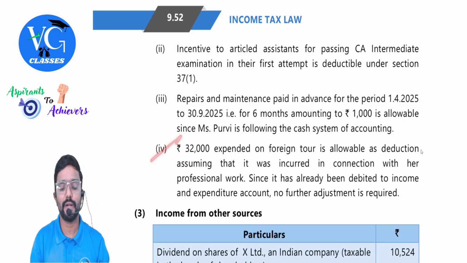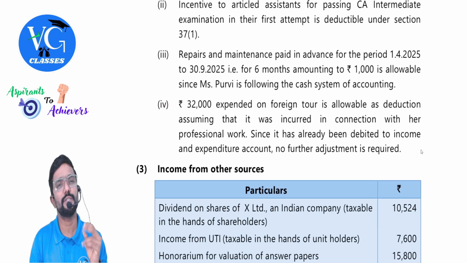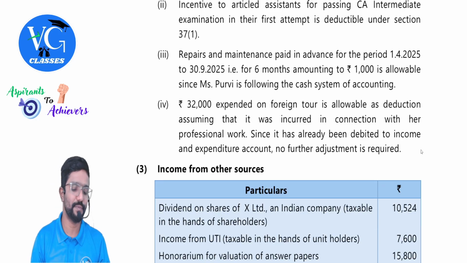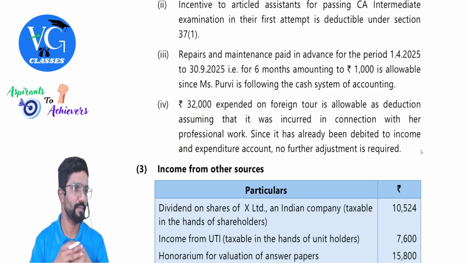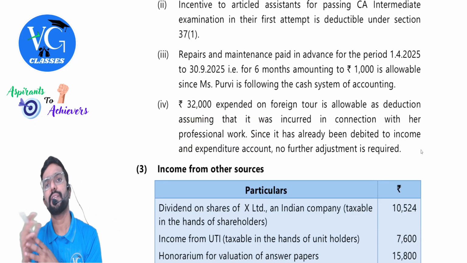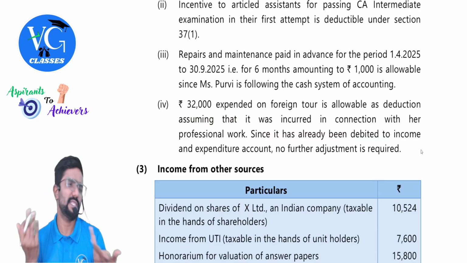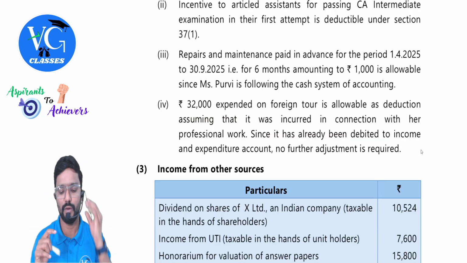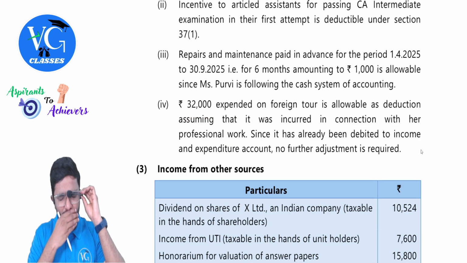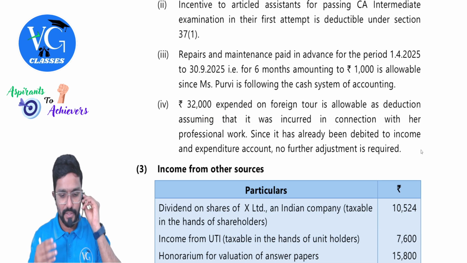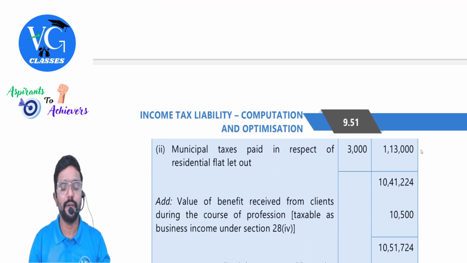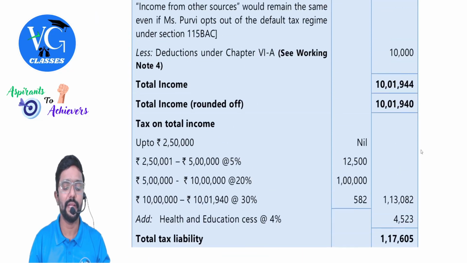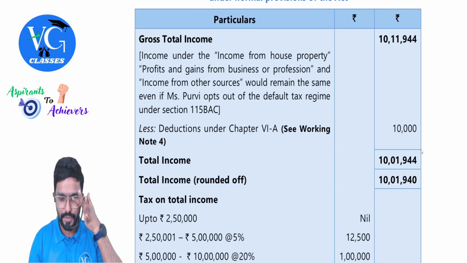Then 32,000, whatever is expended on foreign tour, is assumed to be in connection with the profession. In connection with the professional work, it is allowed. Sir, what if I assume it to be for personal work? Then disallowed. So done with this. PGBP done. Bring it to the main answer.